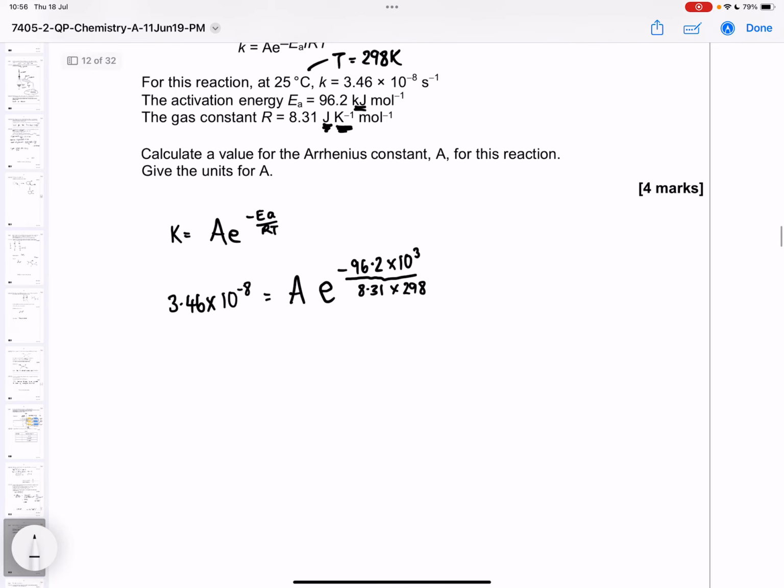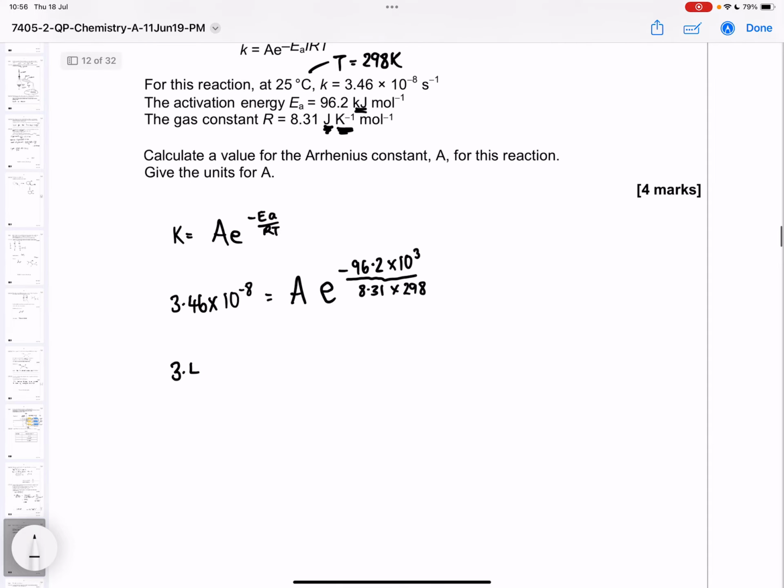So I'm going to put this in our calculator. For now, I'm just going to figure out the value for the exponential. So on my calculator, I'm going to find the e to the power button. I'm going to press the fraction and put minus 96.2 times 10 to the 3 on the top line, 8.31 times 298 on the bottom line. That is giving me 1.3457 times 10 to the minus 17.